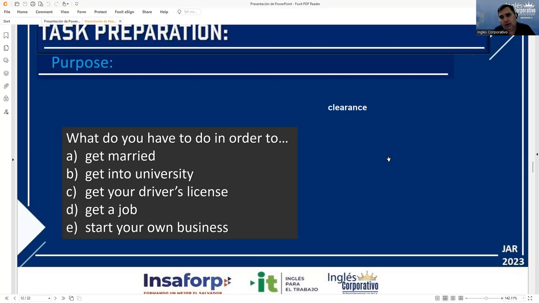All right, now, what do you have to do to get a job? To get a job, you have to write a resume. You have to take the resume to a company. You have to fill out an application, a job application. You have to go to an interview, and then you have to start working.